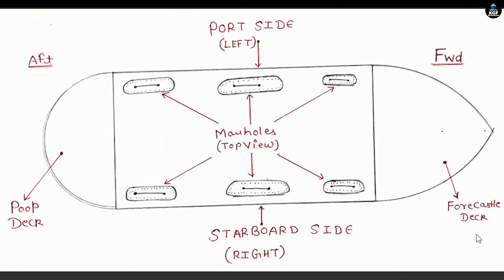So guys, this is the plan view or the top view of the ship. This is the port side, that is called the left side of the ship. Starboard side will be the right side of the ship. Aft will be here, forward will be here. Forecastle deck, poop deck and manholes will look like this. Once you go on a ship, you will find the manholes. And if you imagine your ship from the top side, the manholes will look something like this.